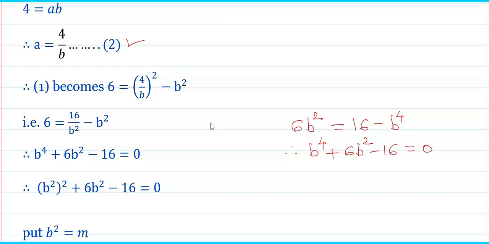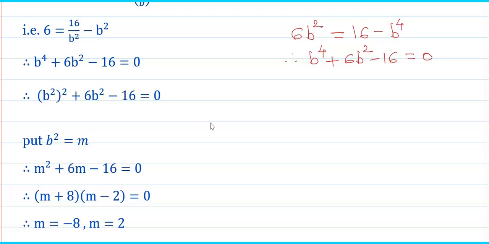Now b raised to 4 is (b square) whole square. Put b square equals m. Then you will get the quadratic equation m square plus 6m minus 16. The product of the first term and last term is minus 16m square. The factors are: m square plus 8m minus 2m minus 16 equals 0.